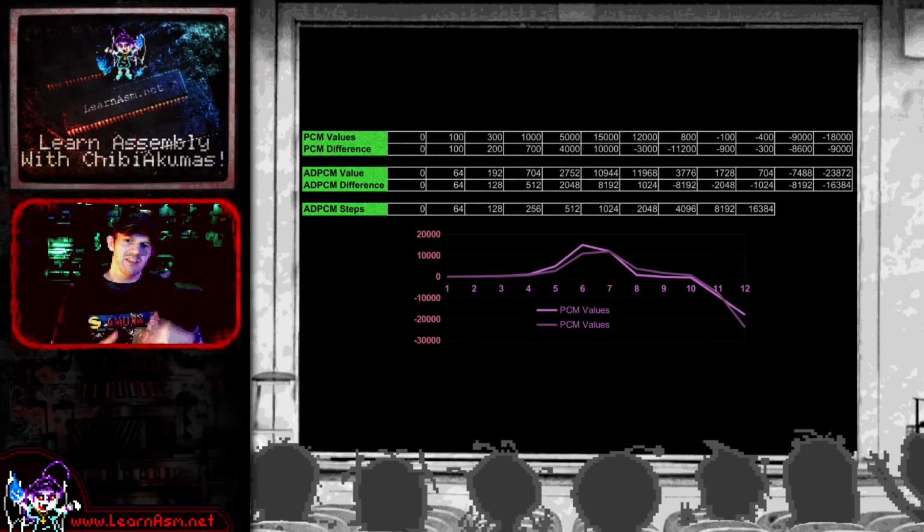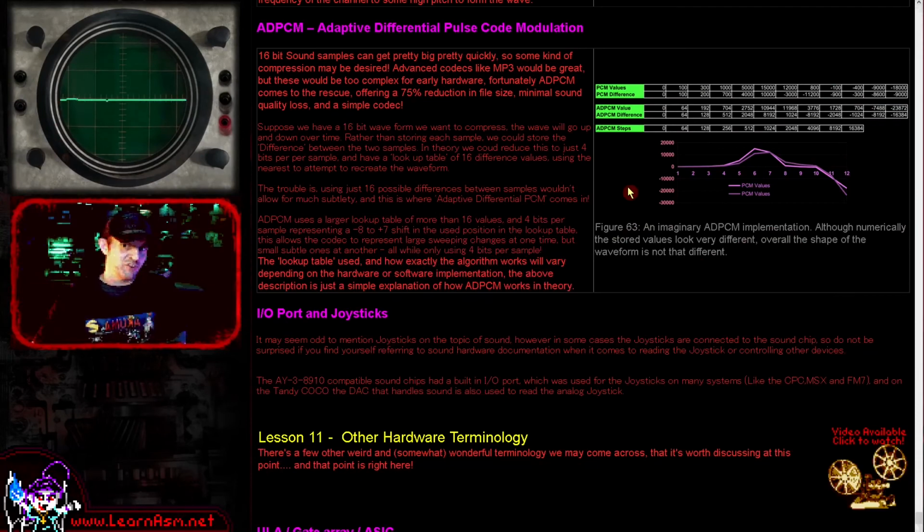As I say, the ADPCM step table will usually be relatively large. It will contain probably dozens of values. But because we're using a 4-bit value, we can only consider a range of those values. So that's how it tends to work. Now, the exact algorithm will vary depending on the hardware. You can write your own software algorithms.